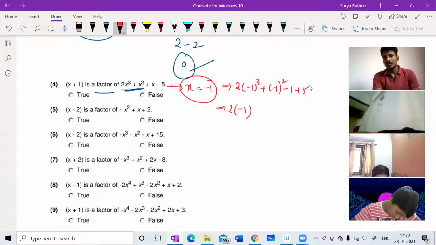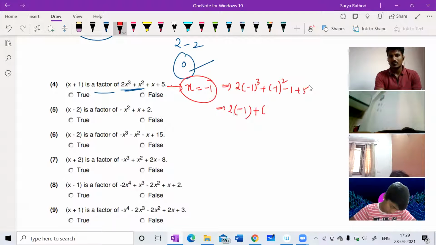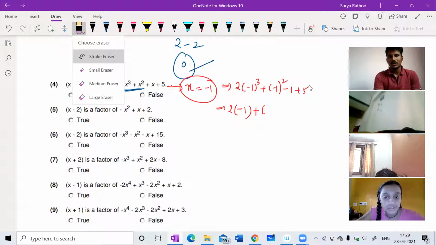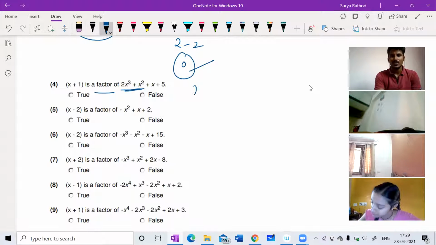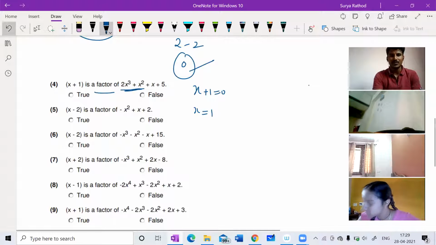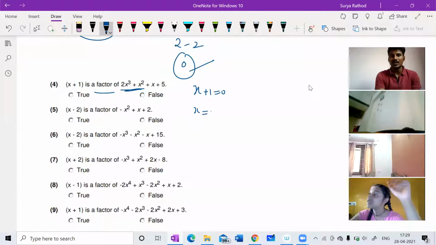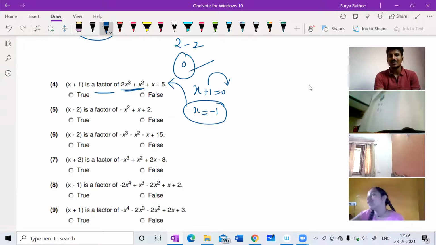Sir, I have a doubt. Yes. Sir, why is it minus 1, sir? Yes, sure. Just now I told. See, whatever the factor is given in the question, we have to equate it to 0. x plus 1 is equal to 0. If I transpose plus 1 to the right hand side, I'm going to get x is equal to minus 1. If I substitute this x is equal to minus 1 in the given polynomial, I must get 0. Then only x plus 1 is a factor of that.